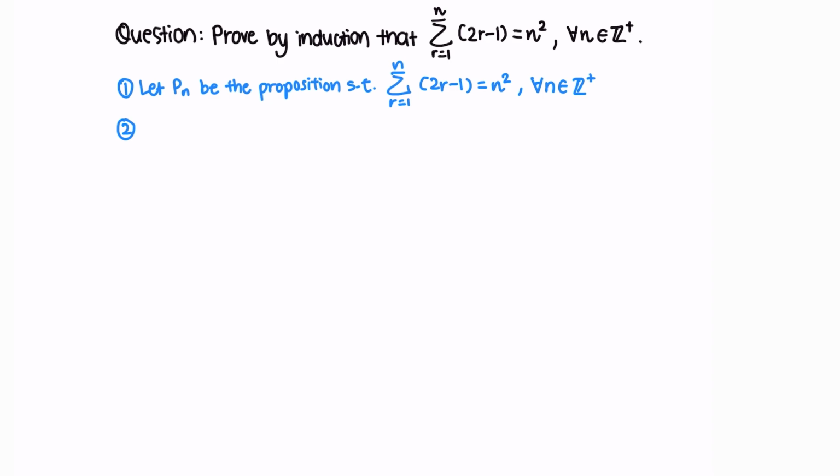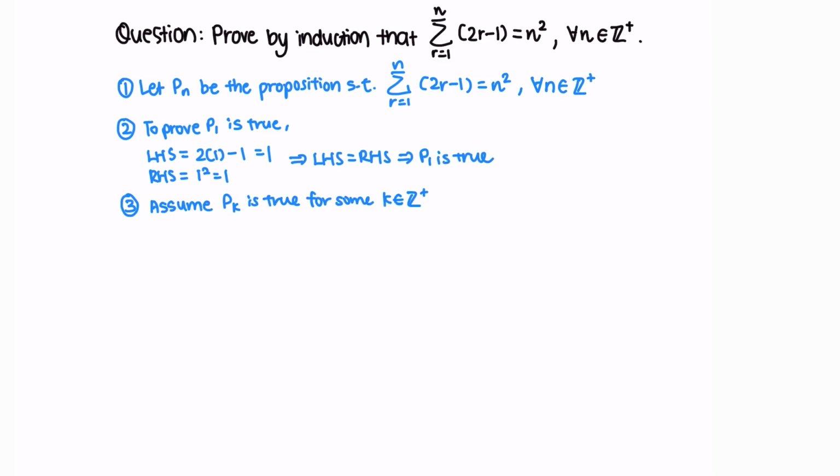Remember, your next step is to prove P1 is true. We take the left hand side, and if we substitute n equals 1, we get 2(1) minus 1, which is just 1. On the right hand side, this is equal to 1 squared, which is 1. So the left hand side equals the right hand side and P1 is true.